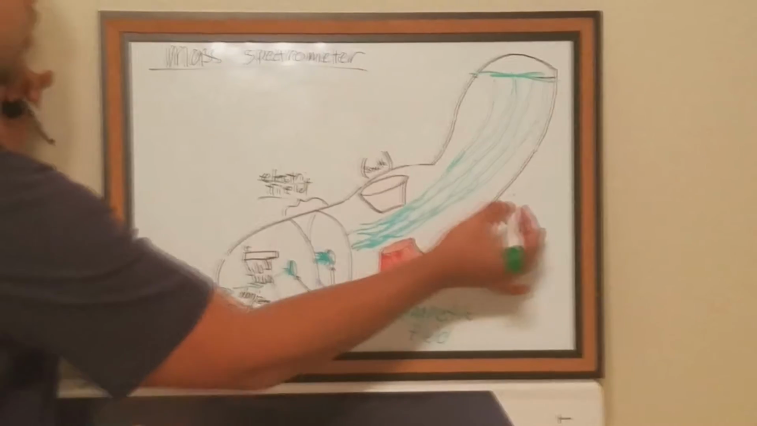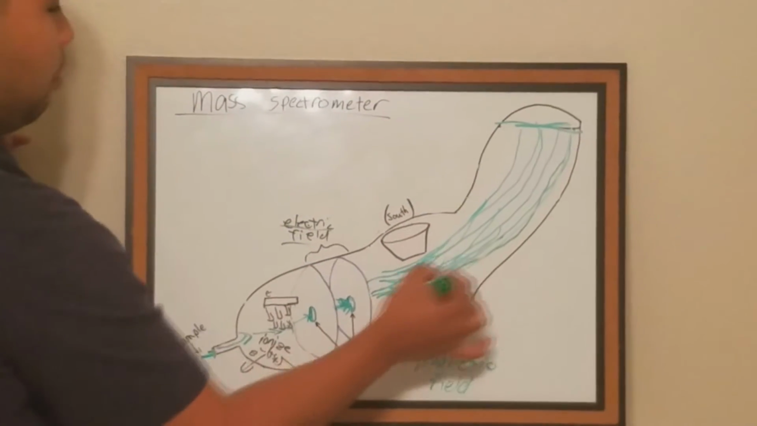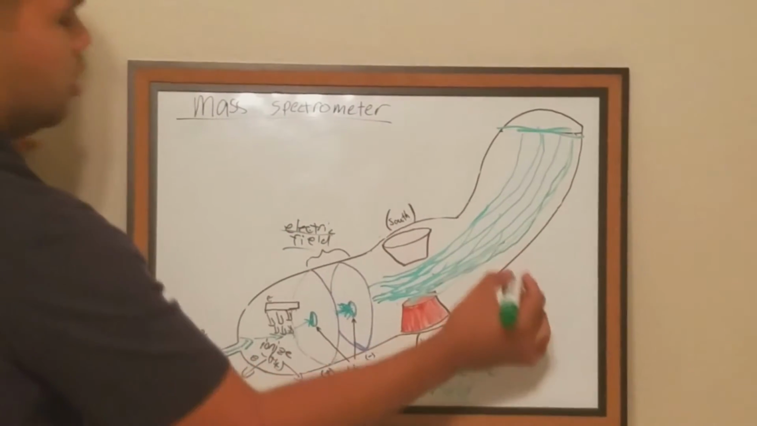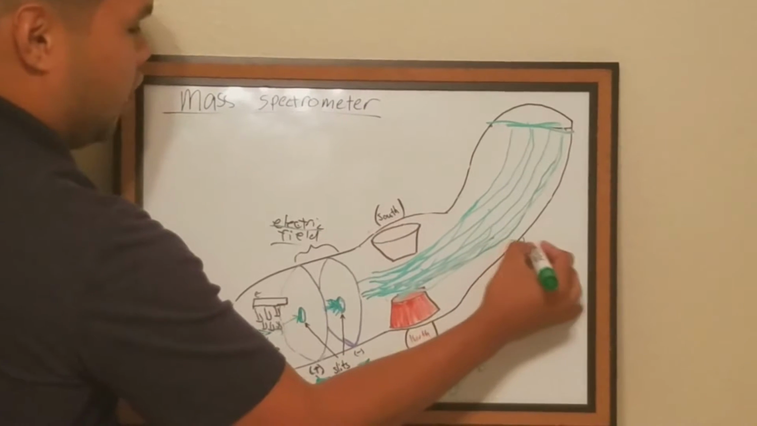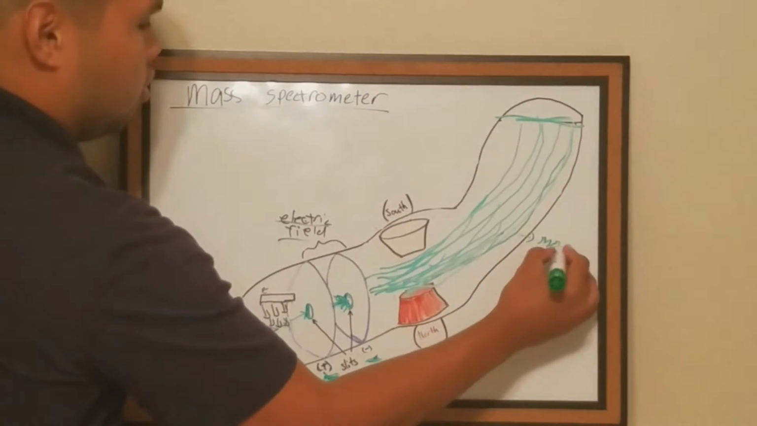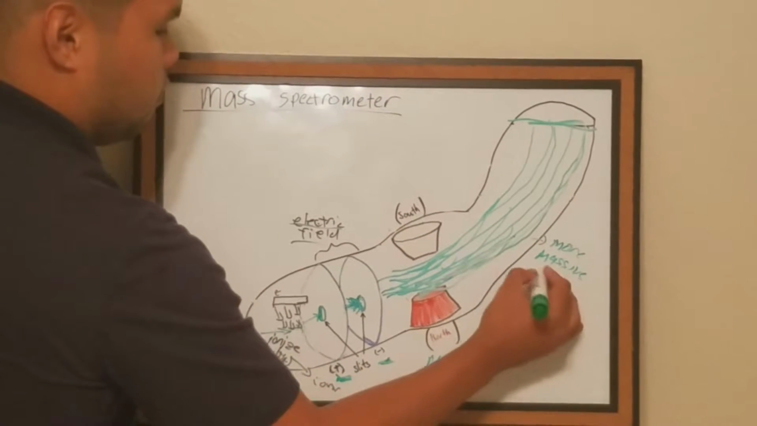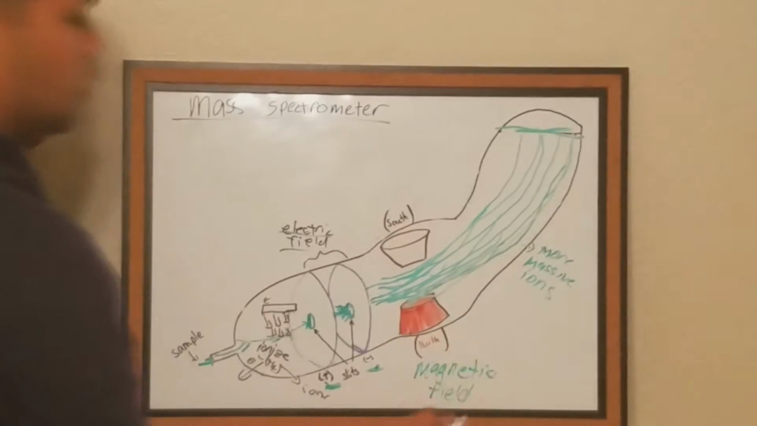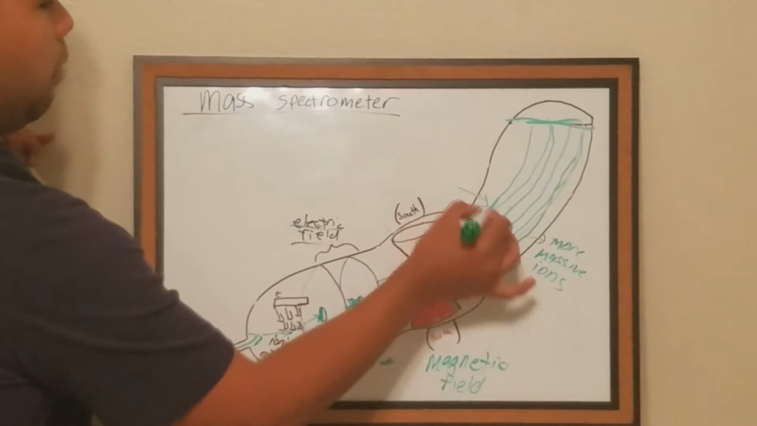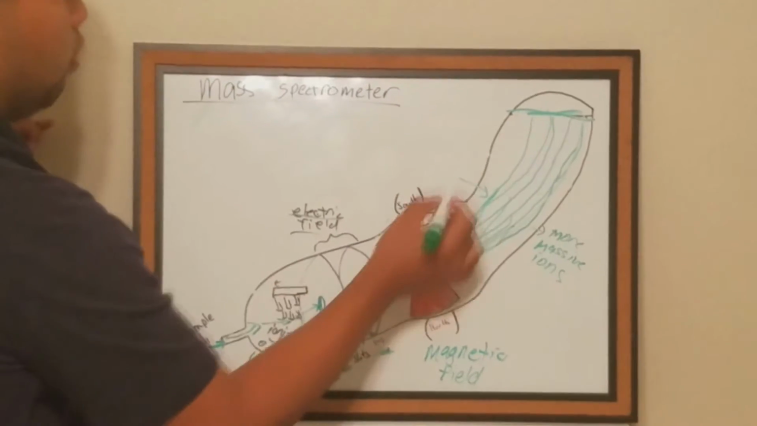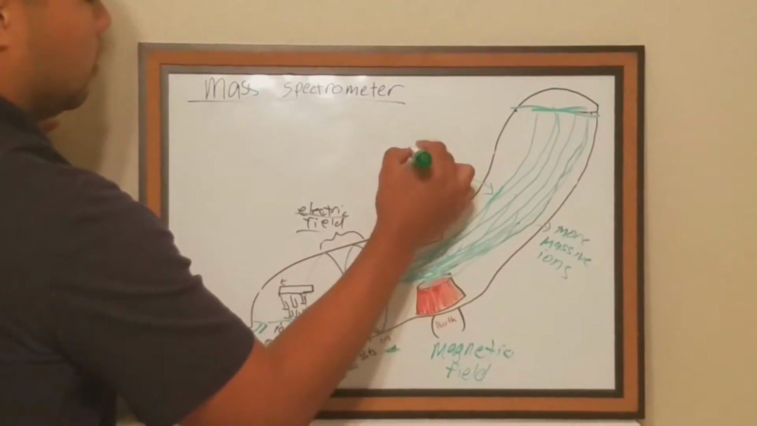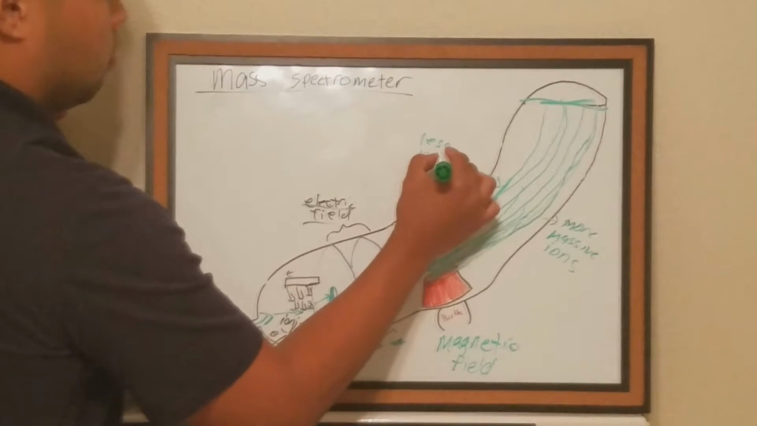Now, as we can see, these ions did not bend as much. Therefore, these ions are the more massive ones. And the ions that bend the most are the less massive ones.